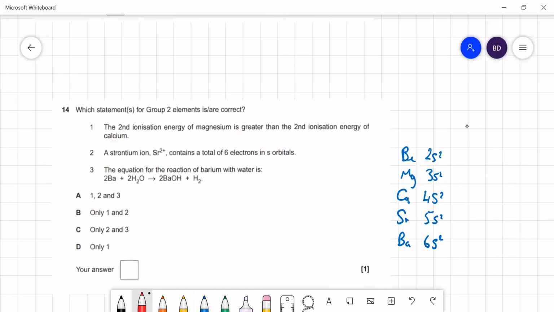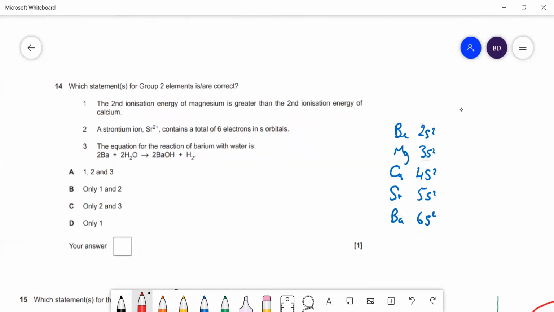Okay, which statements for group 2 elements are correct? The second ionization energy of magnesium is greater than the second of calcium. That is true because whenever you go down the group, any group, it doesn't matter what group it is, the first ionization energy goes smaller and the second ionization energy will go smaller because you're getting more shielding. So that is true.